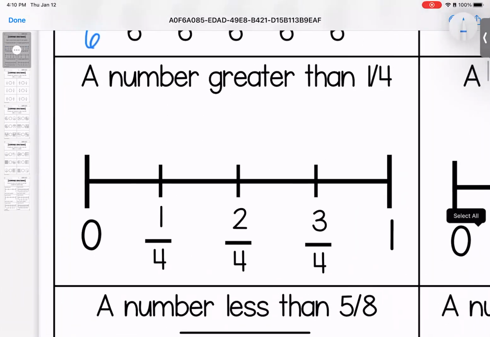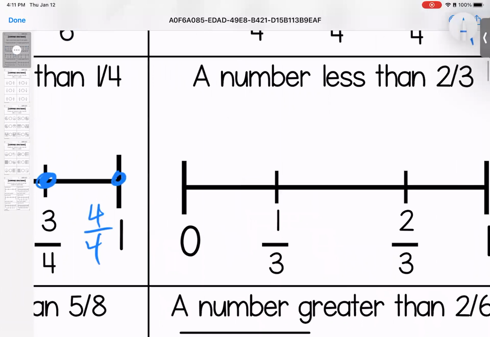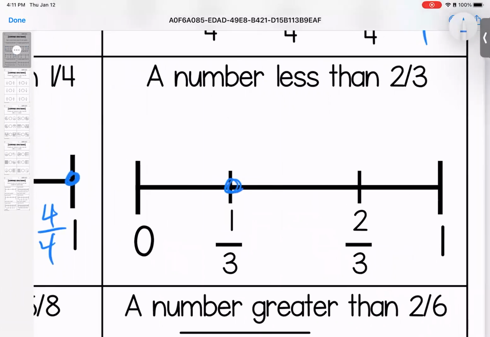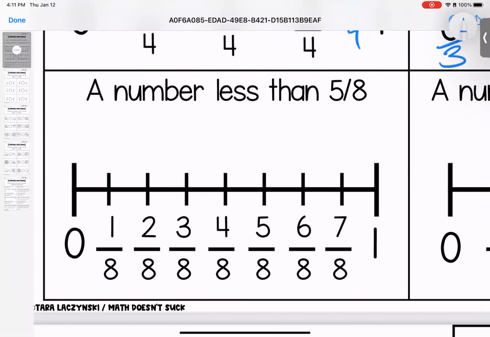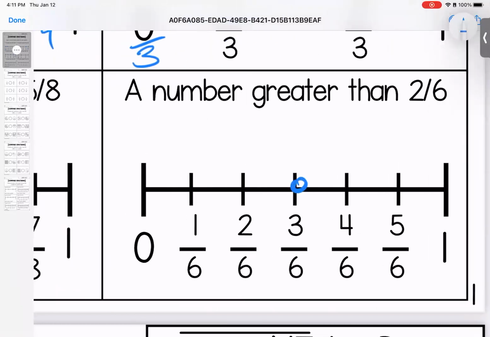Coming down here, a number greater than 1/4. You could have 2/4, 3/4, or whole number 1, which is 4/4. A number less than 2/3, you could have 1/3 or 0/3. Last two, a number that is less than 5/8, you could have 4/8, 3/8, 2/8, 1/8, or 0/8. And then the last one, a number that is greater than 2/6, you could have 3/6, 4/6, 5/6, or whole number 1, which is 6/6.